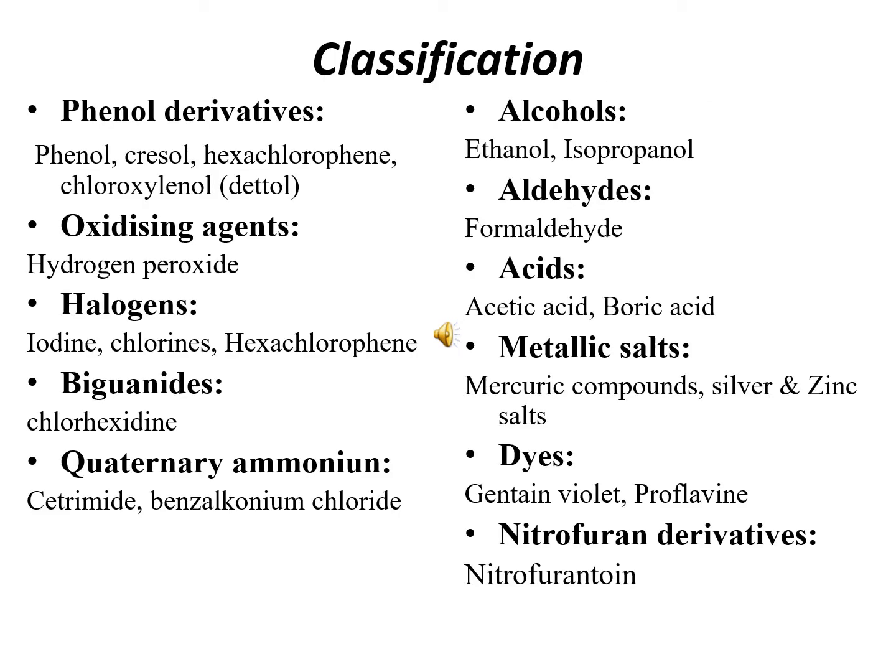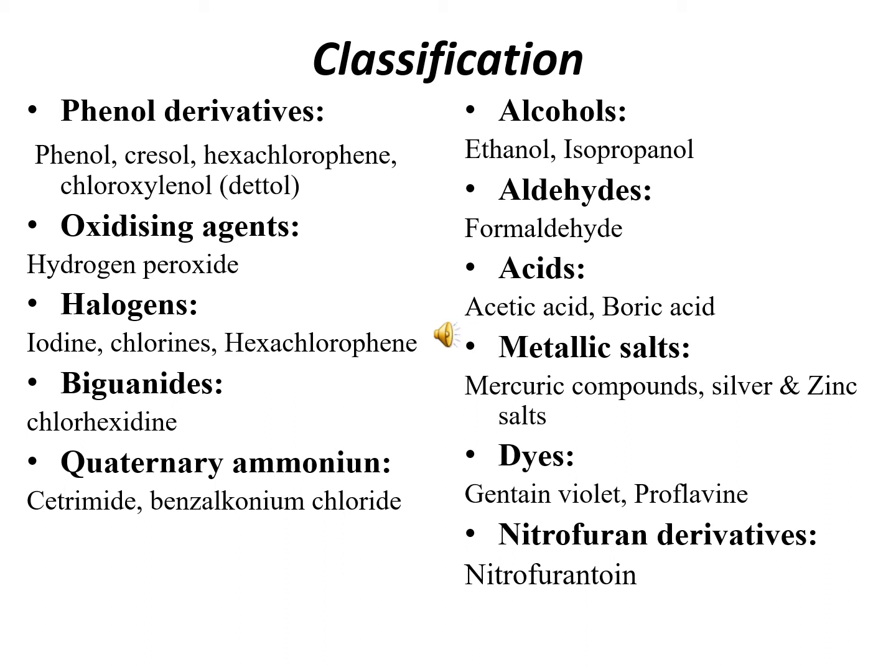Now come to the classification of antiseptics and disinfectants. The first class is phenol derivatives, which contain phenol, cresol, hexachlorophene, and chloroxylenol, which is present in Dettol. It means it contains compounds which are either phenol or derivatives of phenol. Second one is alcohol. Alcohol also acts as an antiseptic and disinfectant, and the most commonly used alcohols are ethanol and isopropanol.